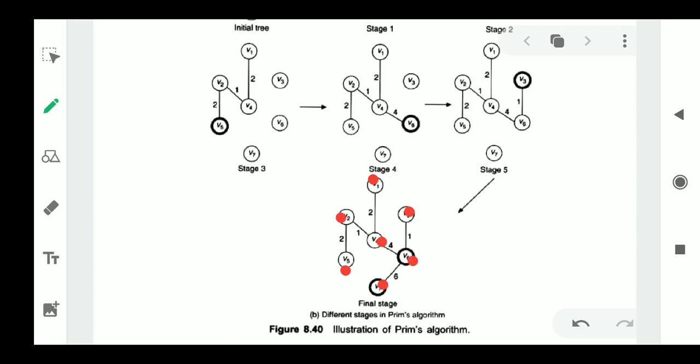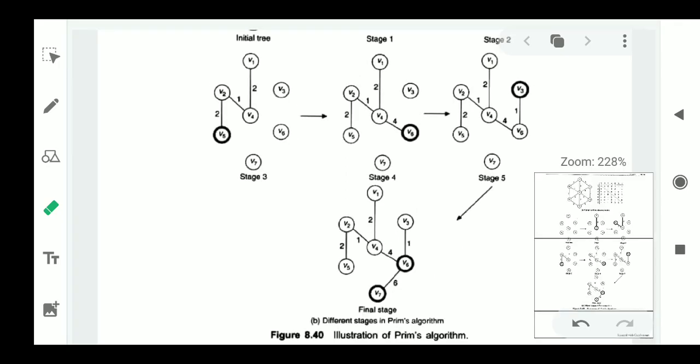We have reduced the edges. Unnecessary edges we have removed. Why? Because if it is a graph, there can be closed loops. If it is a tree, we will not have closed loops. Tree structure will be like this. So we have covered all the vertices and we have not formed any closed loops in this graph. And finally, this will be the minimum spanning tree for the given graph by using Prim's algorithm. So this is the procedure.